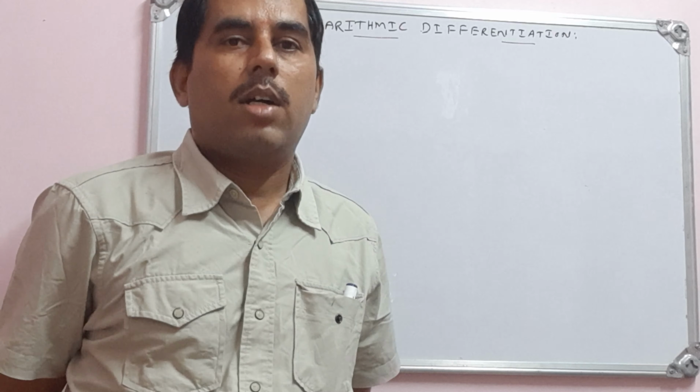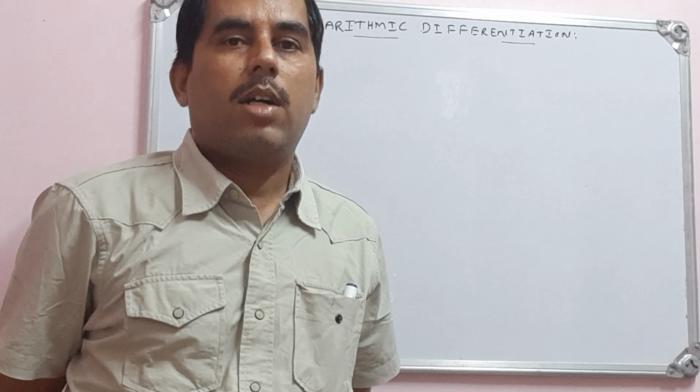As soon as the function is given, we have to apply log on both sides. So taking log on both sides, log y on the left hand side, and log of x to the power of x on the right hand side. Then, on the right hand side, we have log of x to the power of x.